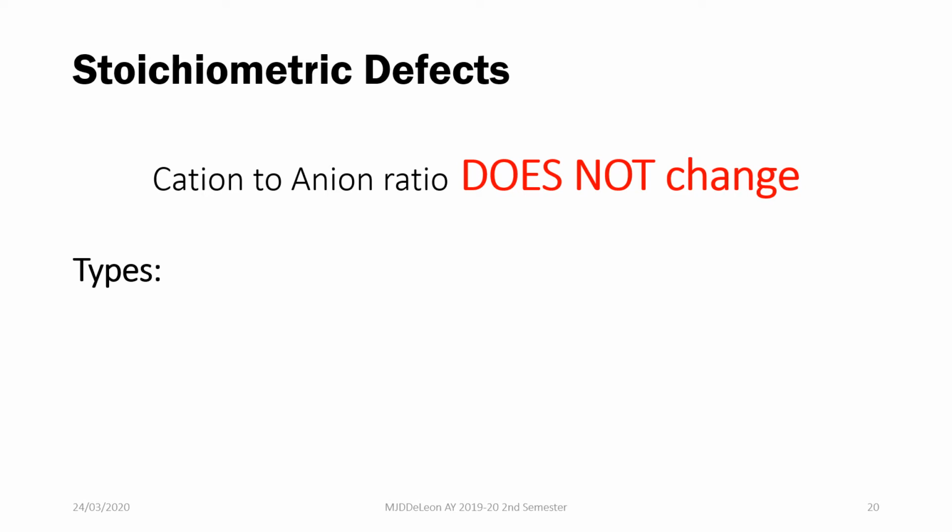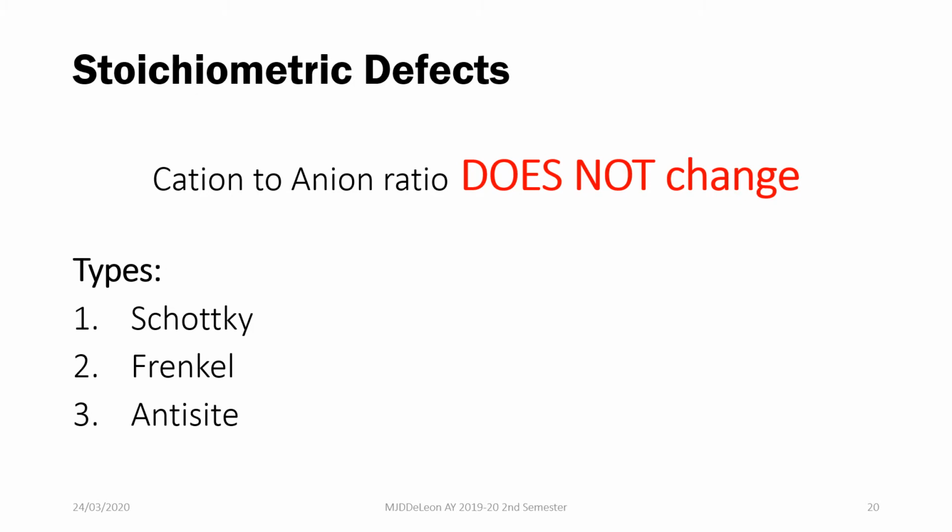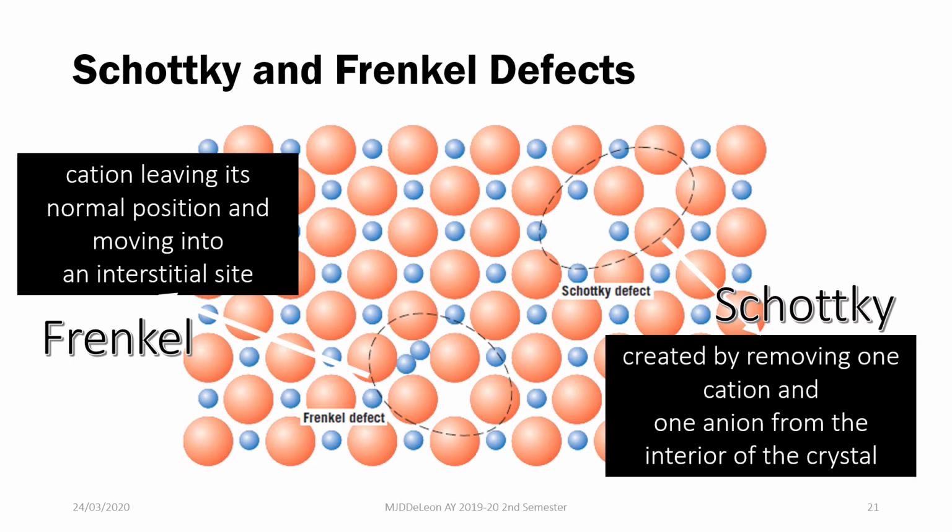There are three different types of stoichiometric defects. You have your Schottky, Frenkel, and anti-site defects. So first, let's look at the first two, Schottky and Frenkel. So Schottky defects is created when one pair, or at least one pair, or one formula unit of your ceramic is removed from the lattice. So this is created by removing a cation and anion pair from the interior of the crystal.